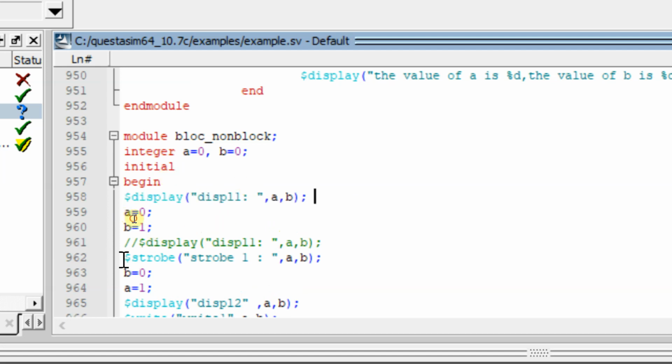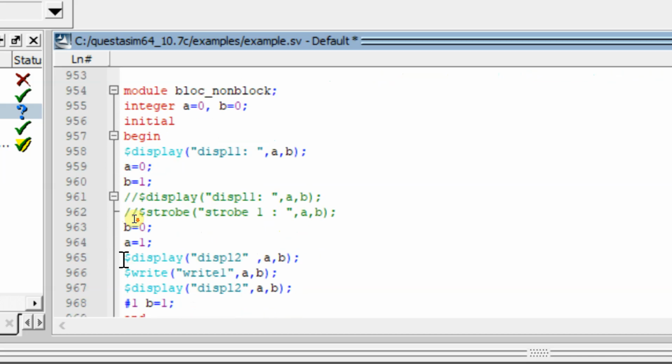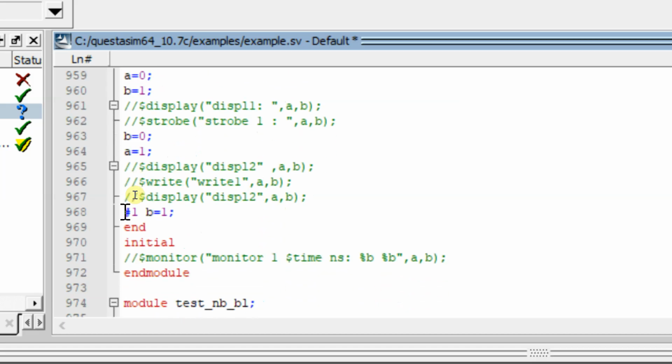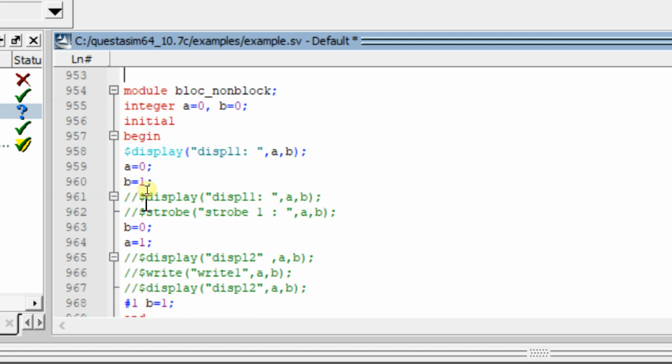And let me comment this $strobe also. Let me comment all this. Now, tell me if I'm using this $display before these assignments, A non-blocking of 0 and B blocking of 1, then what may be my values of A and B?